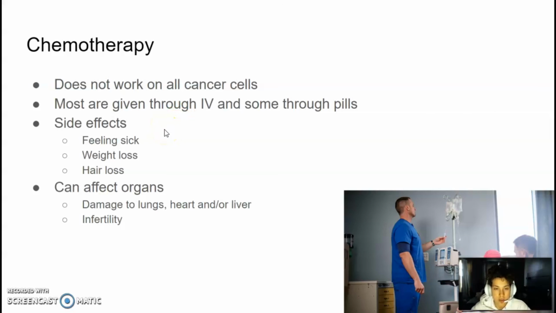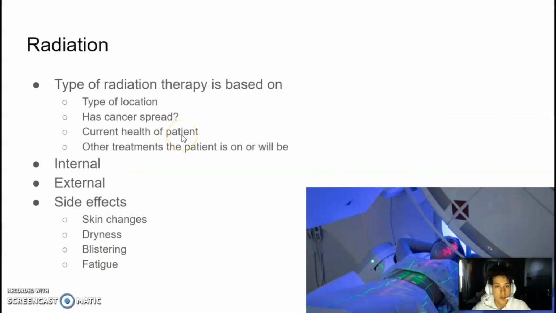And it can affect other organs. Radiation is a form of treatment. It treats little cancers. There's internal and external.